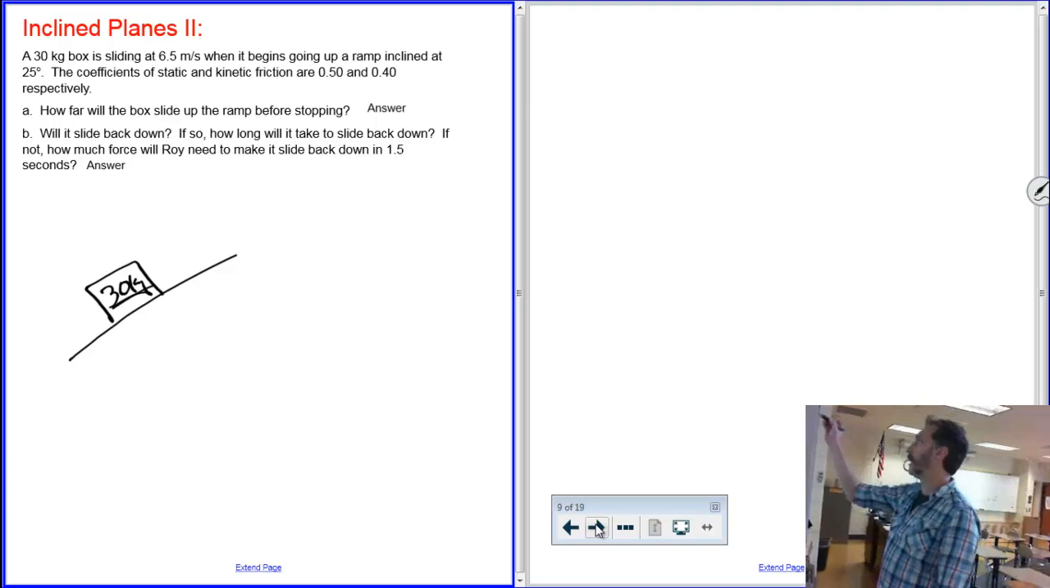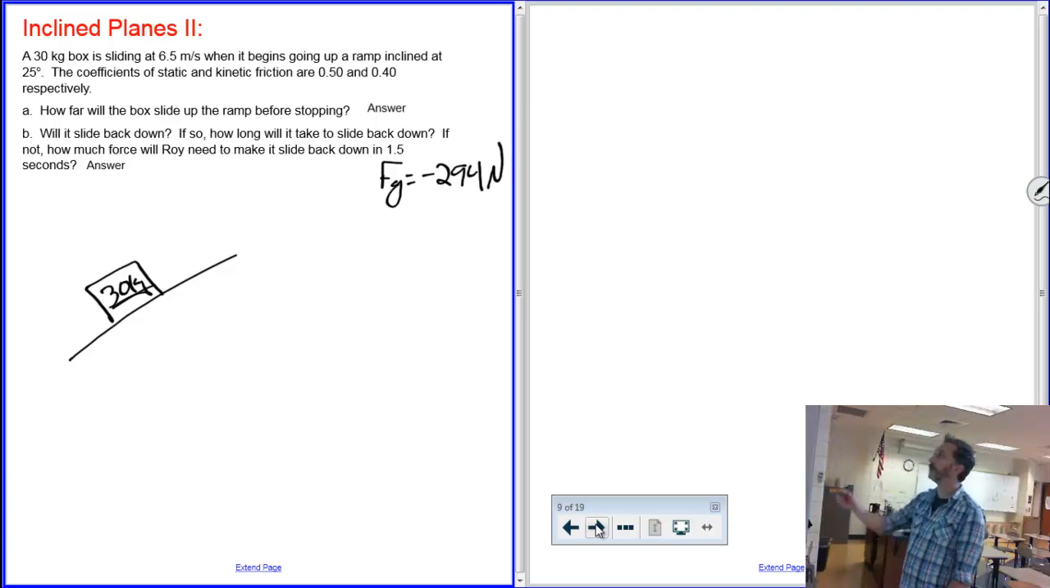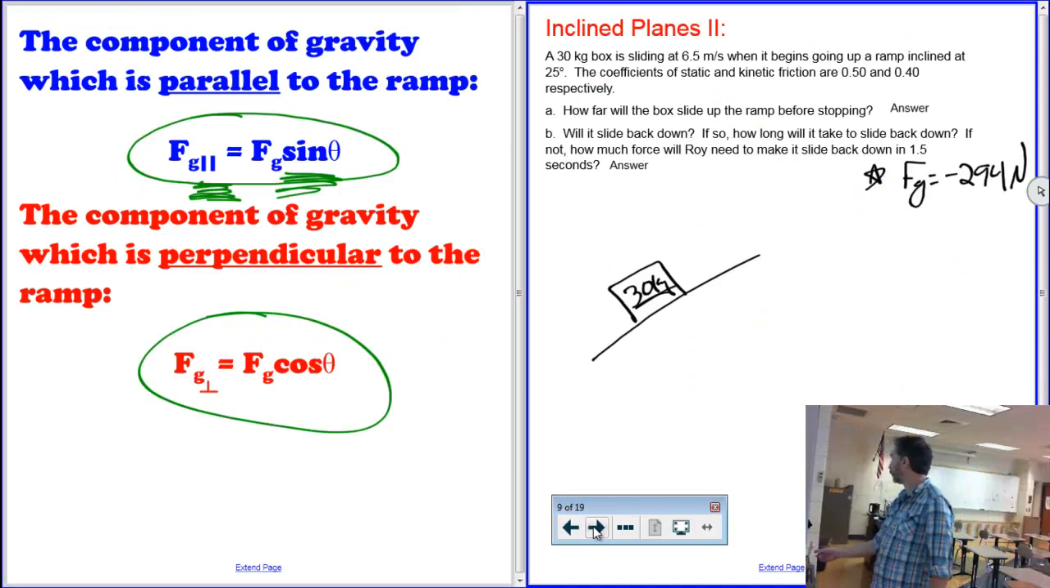My train of thought is, I've got a thing on an inclined plane, so I'm going to find the force of gravity. 30 times 9.8 gives you negative 294 newtons. And then, because it's on an inclined plane, I don't want to draw this. I want to draw the components. So let's find our perpendicular and parallel components.